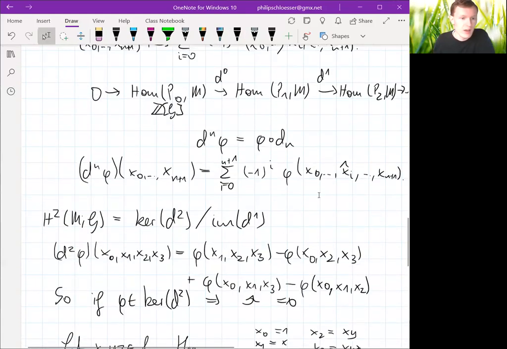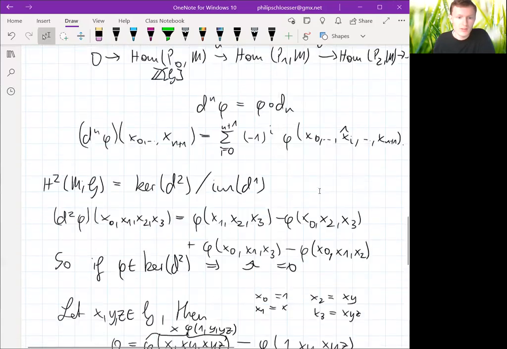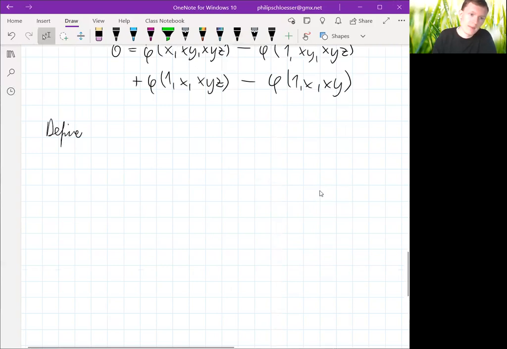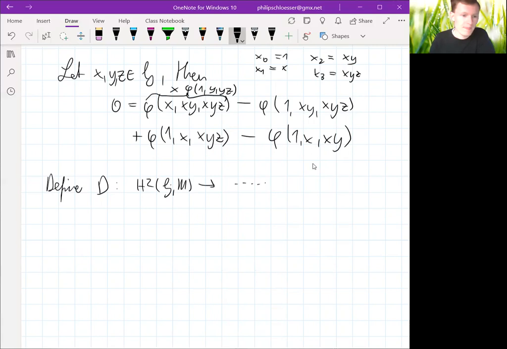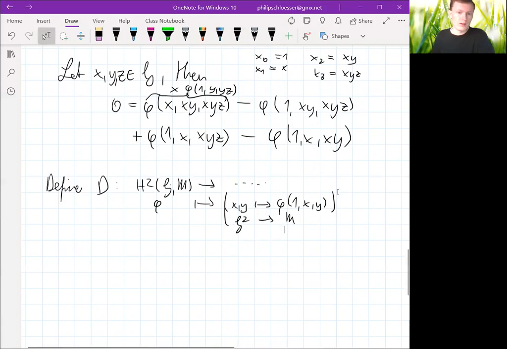So now we are going to define our first isomorphism. I call it D because it's dehomogenization. Do not confuse this with any kind of differential or anything. H2 of G, M to blah, blah, blah, where we map this phi to, well, some map that takes 2 elements of G. So x and y is mapped to phi of 1, x, y. This is a map from G squared to M.